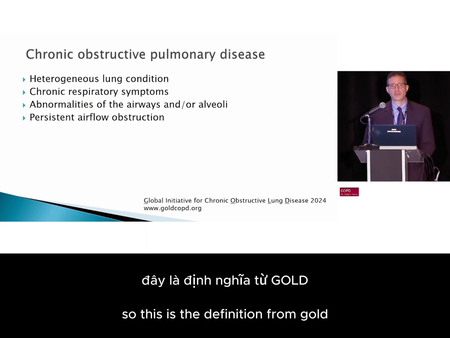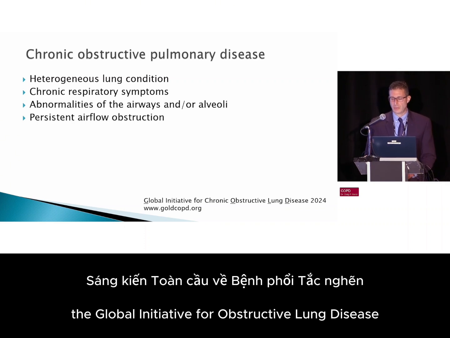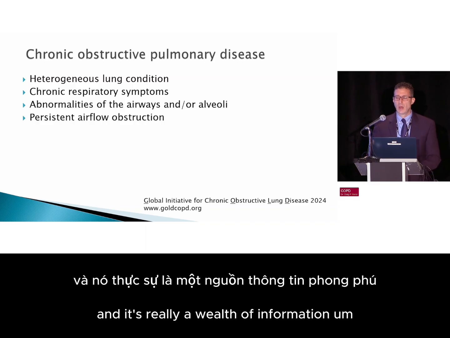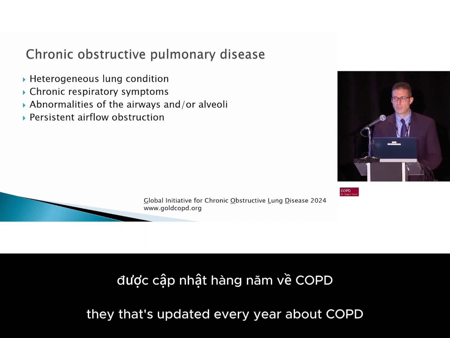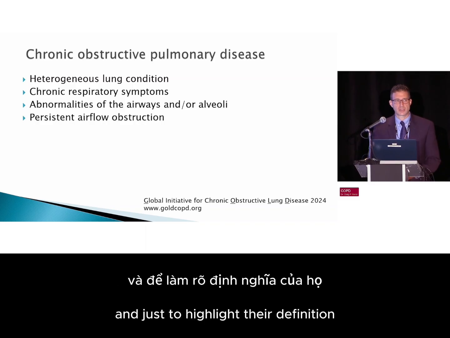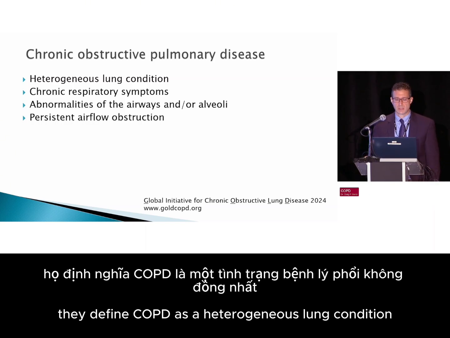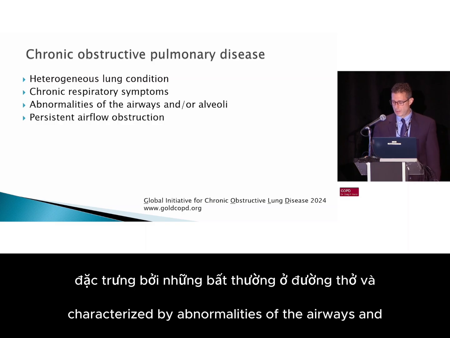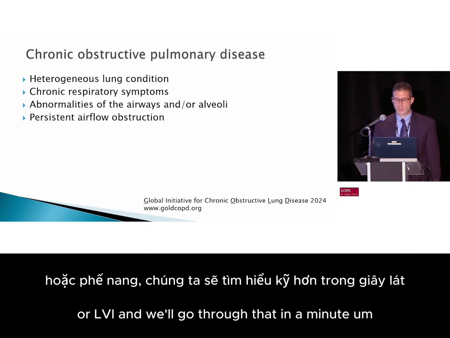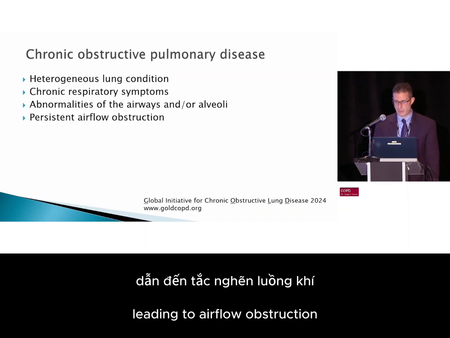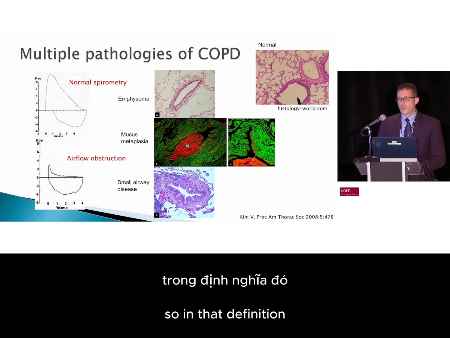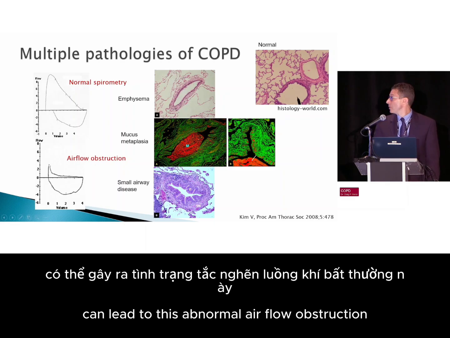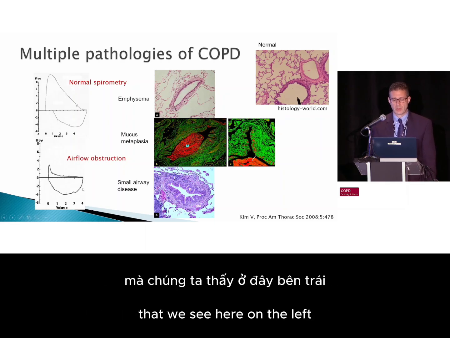So this is the definition from GOLD, the Global Initiative for Obstructive Lung Disease. And you see the URL on the bottom of the page, and it's really a wealth of information that's updated every year about COPD. And just to highlight their definition, they define COPD as a heterogeneous lung condition with chronic symptoms characterized by abnormalities of the airways and/or alveoli, and we'll go through that in a minute, leading to airflow obstruction. So in that definition, there are multiple pathologies that can lead to this abnormal airflow obstruction or this abnormal spirometry that we see here on the left.